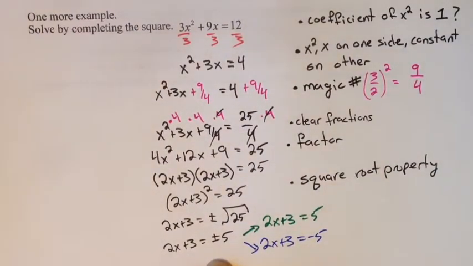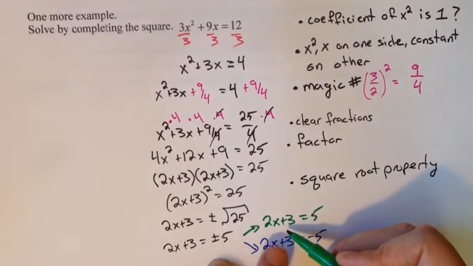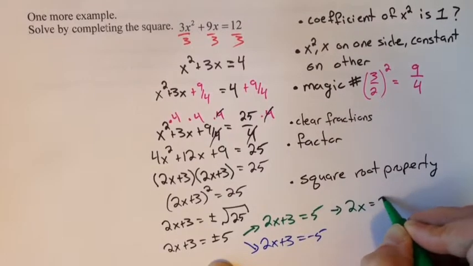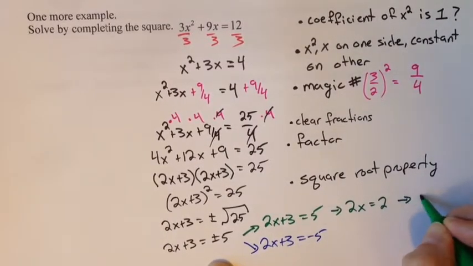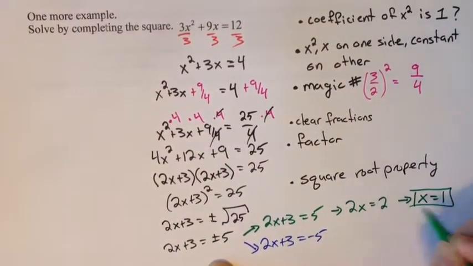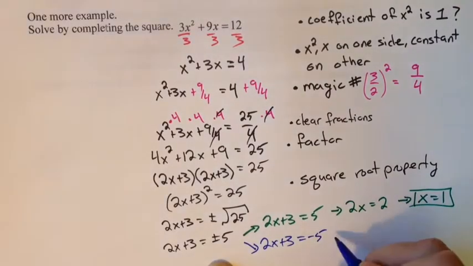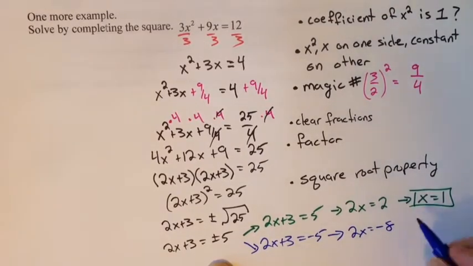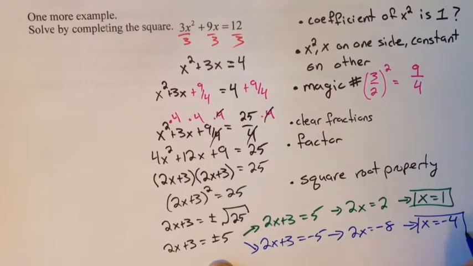So I'll solve both of these equations. My first step is to subtract 3 from both sides. So that gives me 2x equals 2, and then divide by 2 for x equals 1 as one of my answers. On this one, I subtract 3 from both sides, and that gives me 2x equals negative 8. Then divide by 2 to get x equals negative 4 as my other possible answer.